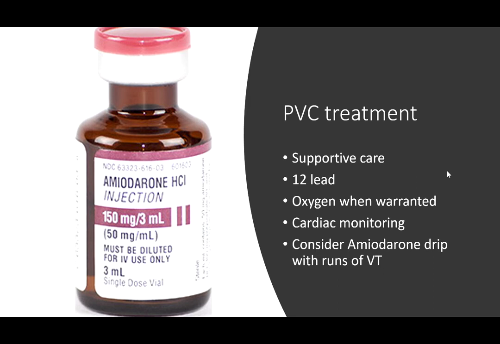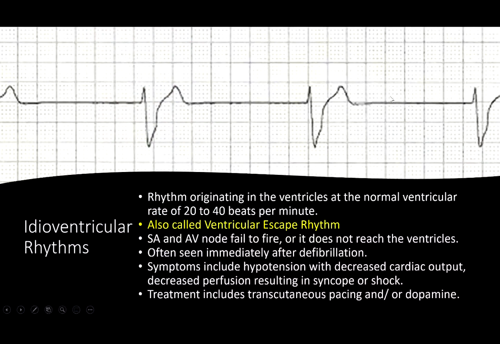We can consider an antiarrhythmic, such as amiodarone, if they start having runs of VTAC. So if my patient starts having runs of VTAC, I go ahead with that amiodarone drip to stop that from happening because I don't want that patient to slip into VTAC. So only consider an amiodarone drip when you start having runs, so 3 to 4 or more PVCs in a row. Now we're going to go into our actual ventricular rhythms.